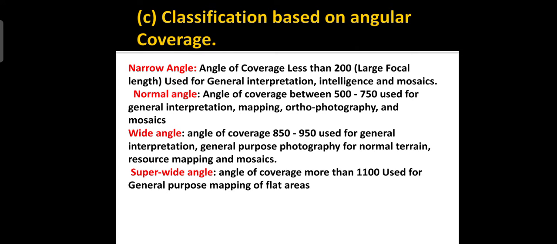Now coming to the classification based on angular coverage, we can classify the images into narrow angle, normal angle, wide angle and super wide angle. When the angle of coverage is less than 20 degrees, we have narrow angle. Normal angle is 50 degrees to 75 degrees. Wide angle is 85 degrees to 95 degrees, used for general interpretation and general purpose photography. The super wide angle, where the angle of coverage is more than 110 degrees, is used for general purpose mapping of flat areas.